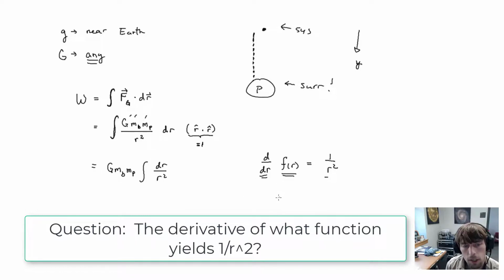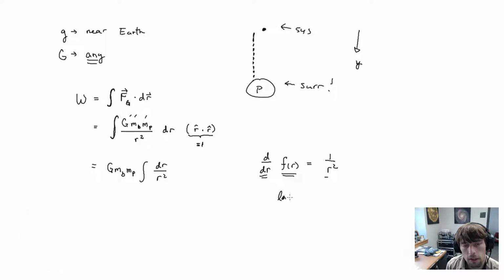You say, well, what is it? How about ln of r? If you take a derivative of ln of r, you get 1 over r, so that's not it. Well, how about a power, r squared? That's not going to work either. That would give me 2r. My r's in the numerator, not the denominator.